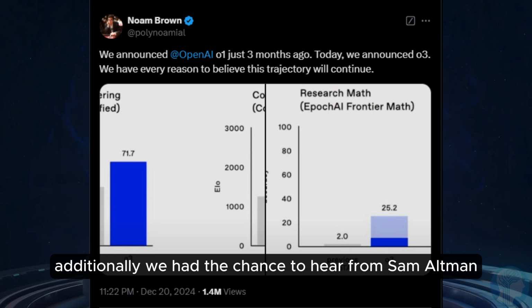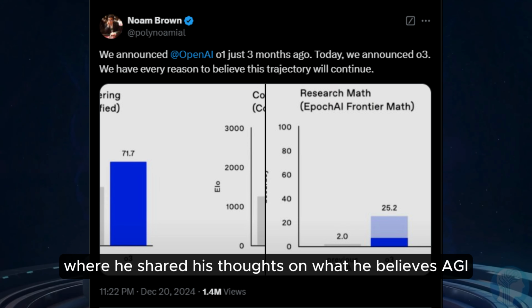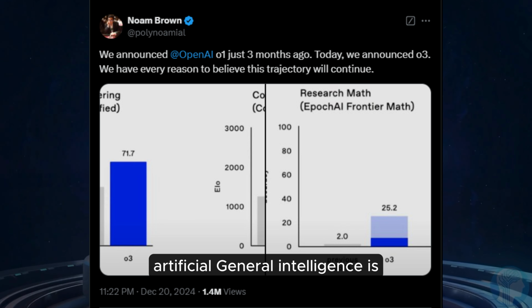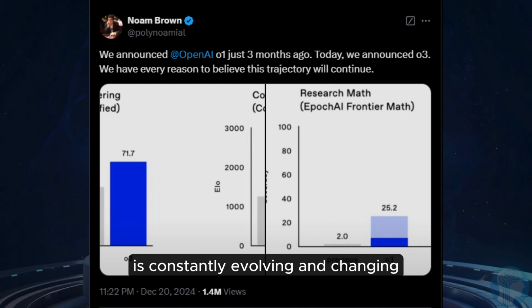Additionally, we had the chance to hear from Sam Altman in an interview where he shared his thoughts on what he believes AGI, Artificial General Intelligence, is. As I've mentioned before, the definition of AGI is constantly evolving and changing.